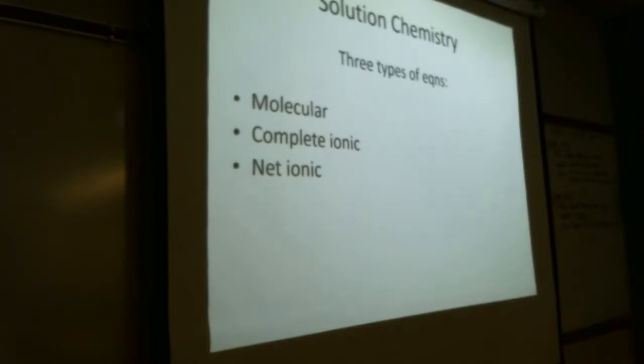Three types of equations. Eqn is just shorthand for equation. Okay? Molecular, complete ionic, and net ionic equation. So what we're doing today is we're going to be breaking down what happens in a solution. When we combine two solutions and something happens, we want to represent that process. Okay? And the way we're going to do that is by looking at three different equations: the molecular, complete ionic, and net ionic equations. So we will look at each one of these.